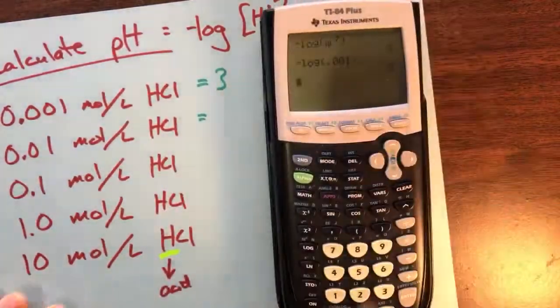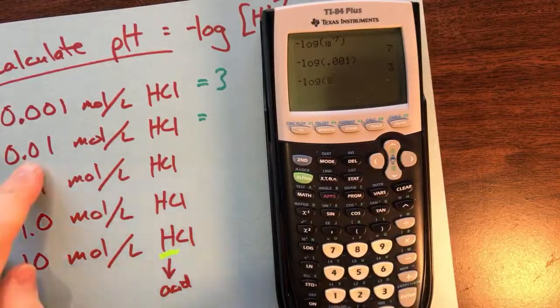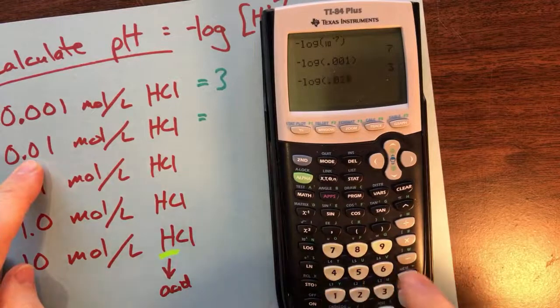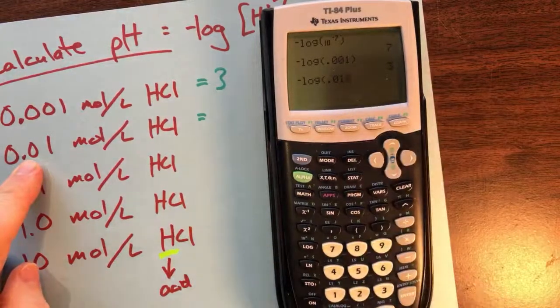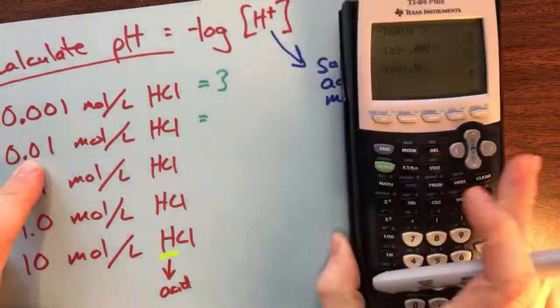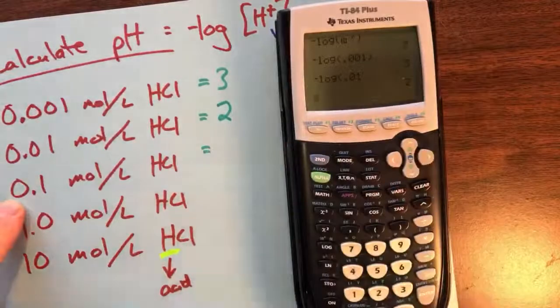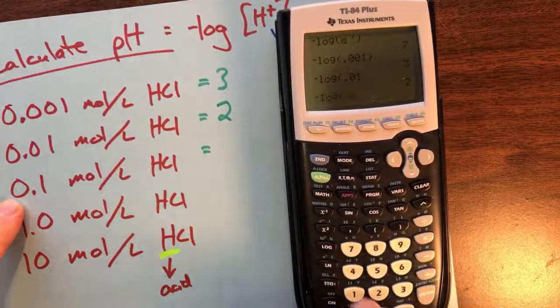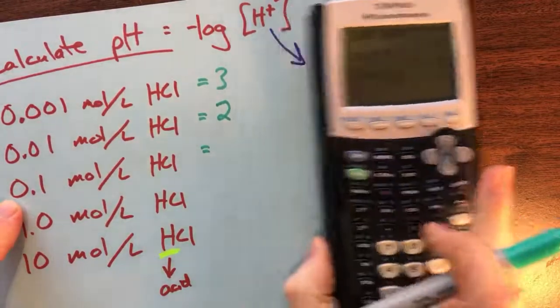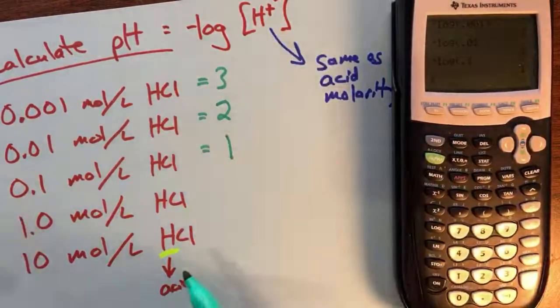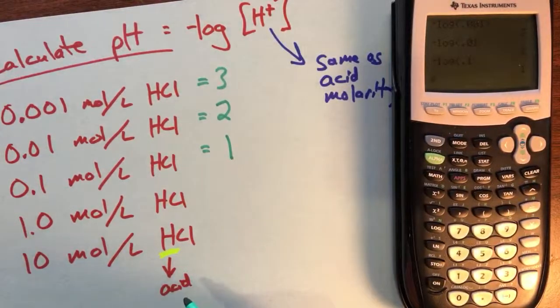Okay, let's try the next one. Negative log of 0.01. I don't even need to end my parentheses. I'm just going to hit enter. That's going to be 2. How about this one? Negative log of 0.1. Look at that. That's going to be 1. So very quickly, we've answered the pH of 3 different solutions.